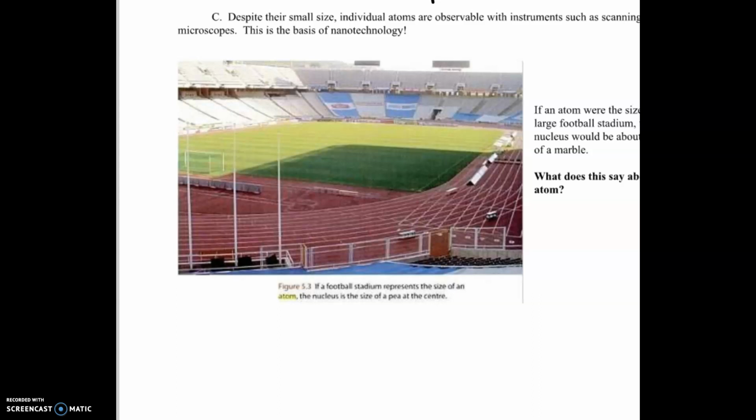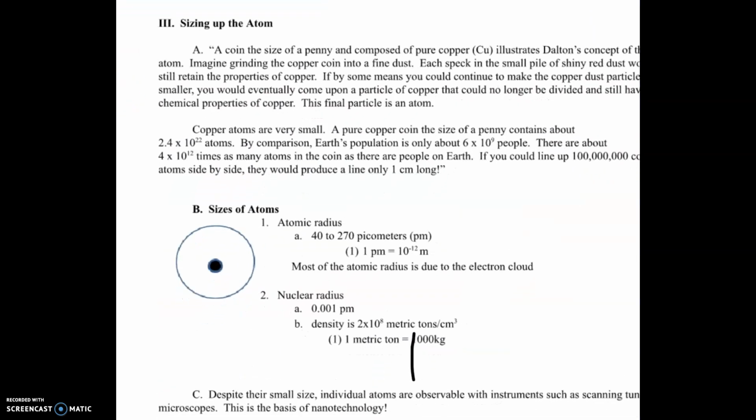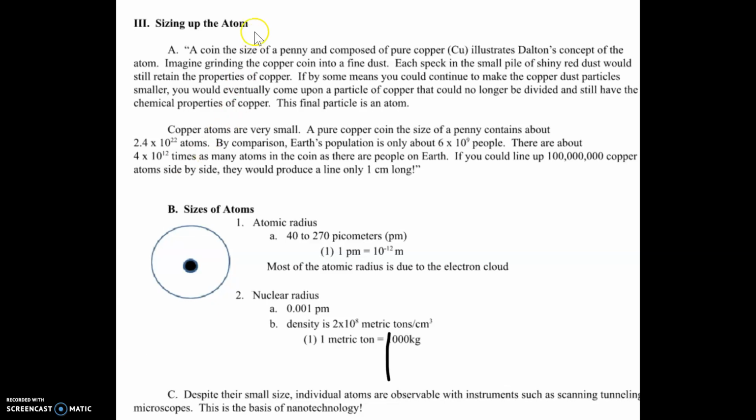So sizing up the atom. Here's a good visualization exercise for you. So imagine a penny. We've got a coin the size of a penny of pure copper, which illustrates this concept of the atom. If we grind that copper coin into a fine dust, each speck in the pile of shiny red dust would still retain the properties of copper. If by some means you could continue to make the copper dust particle smaller, you'd eventually come upon a particle of copper that would no longer be divided and still have the chemical properties of copper. That final product is an atom.